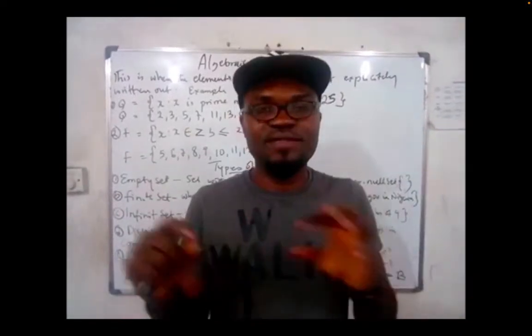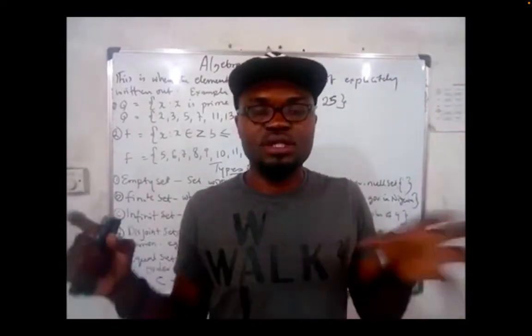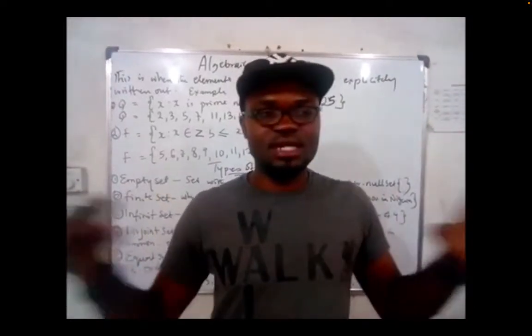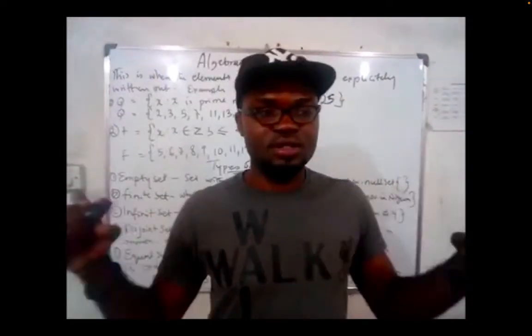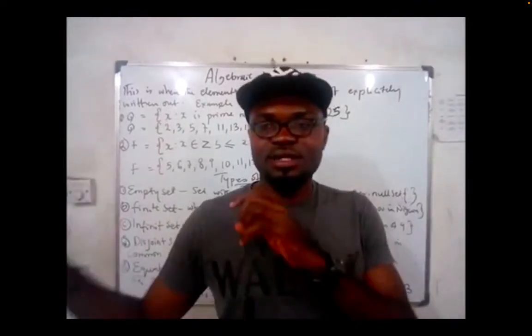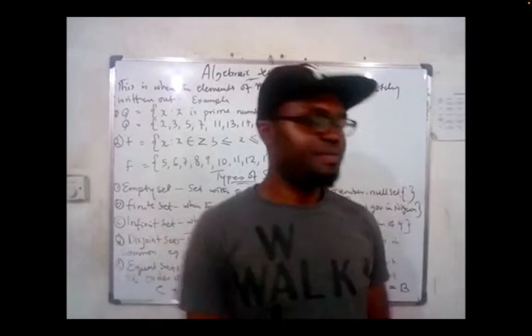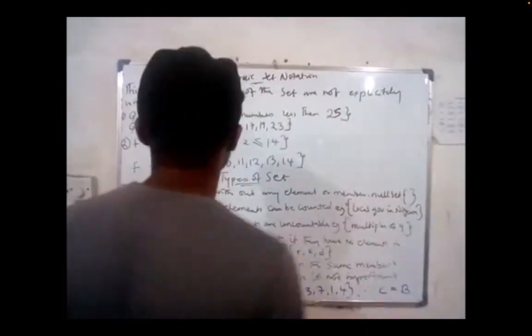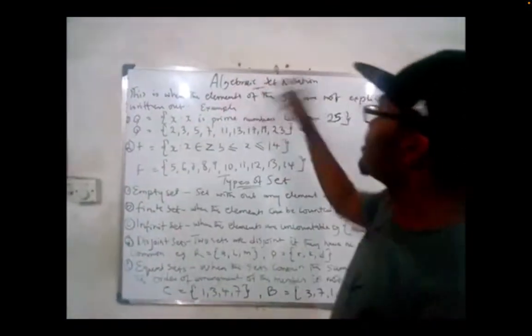And we also have disjoint sets, sets with elements that are not the same. Then we also have equal sets, sets that have elements that are the same. So we'll be looking at all these today. Number one is algebraic set notation.